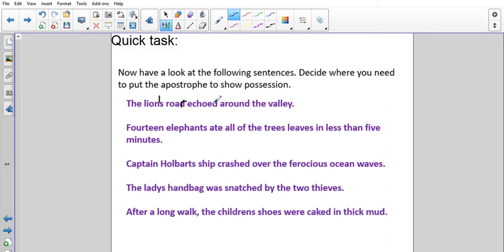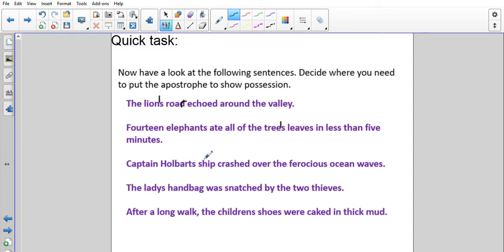Now we've got 1, 2, 3, 4 words there that end in S. So we need to find the word that shows that something belongs to something else. So the tree's leaves, because the leaves belong to the tree.